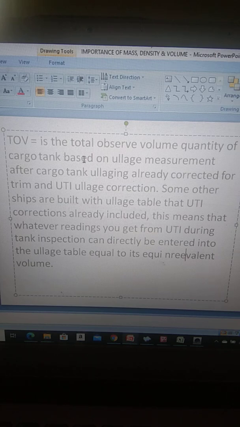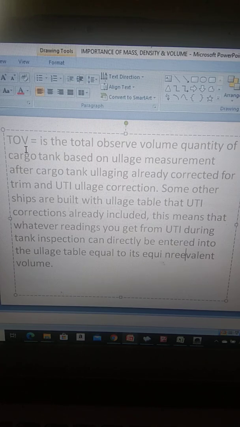In addition to my previous video, today I will discuss mainly about TOV, GOV, and GSV. In my previous video, you already know that TOV is total observed volume. To discuss further, TOV is the total observed volume quantity of cargo tank based on ullage measurement after the cargo tank ullage is already corrected for trim and UTI ullage correction.